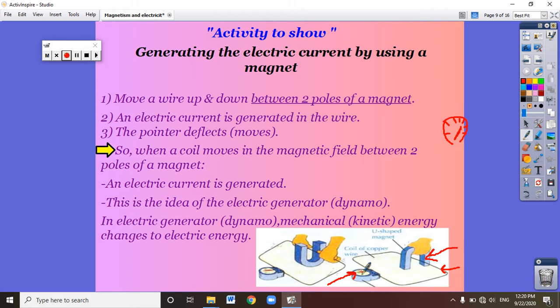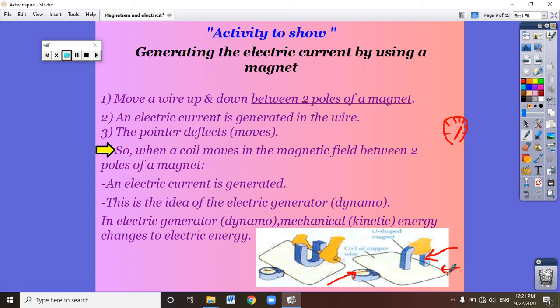Here at first, we will not move the electric wire. Will the pointer of the ammeter move, or will any electric current be generated? No. Why? Because in the electric generator or the dynamo, the kinetic energy is changing into electric energy. When I am not moving the wire, there is no kinetic energy, so no electric current will be generated.